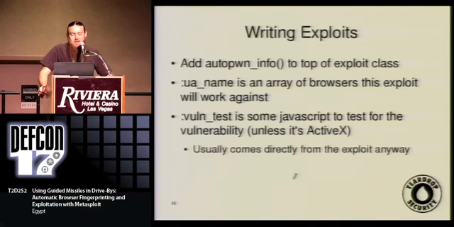So it's relatively easy to write exploits for this framework now. All we have to do is add this little Autopwn info call to the top of the exploit class. We have a UA name, which tells us which browser this is going to work against. We have vulntest, which is a piece of JavaScript to run before we determine that this exploit will work, unless it's ActiveX. And we'll talk about the difference there in a second. But all of the information that you need to go into vulntest comes from the exploit anyway. Everything in there is stuff that you already had to know to make the exploit work.